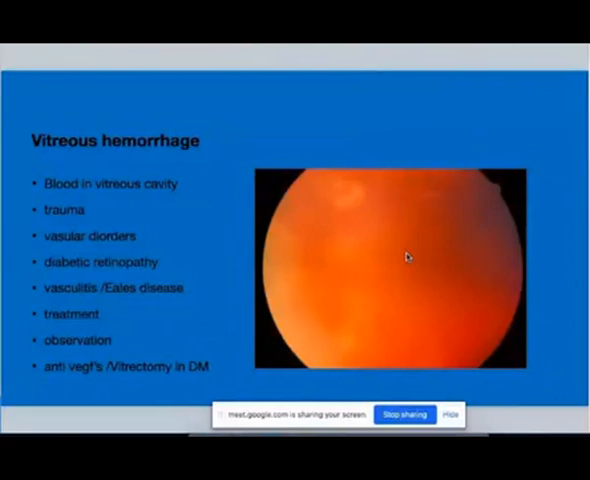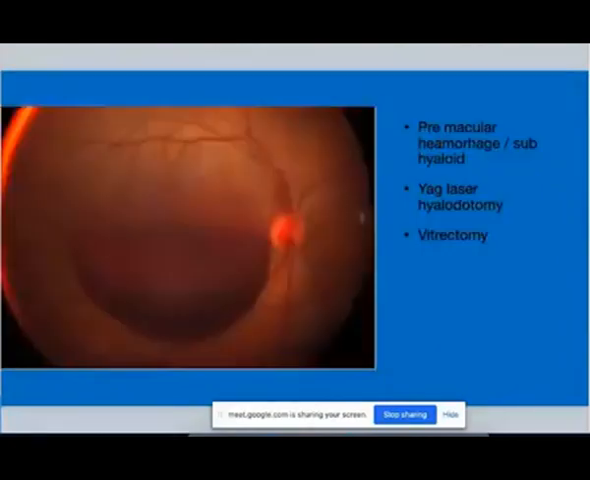If that doesn't work, then we would have to do a vitrectomy. So we go and do surgery and we take out this blood and the vitreous gel and clear it up, and then treat the underlying retinal pathology with laser or any other method.